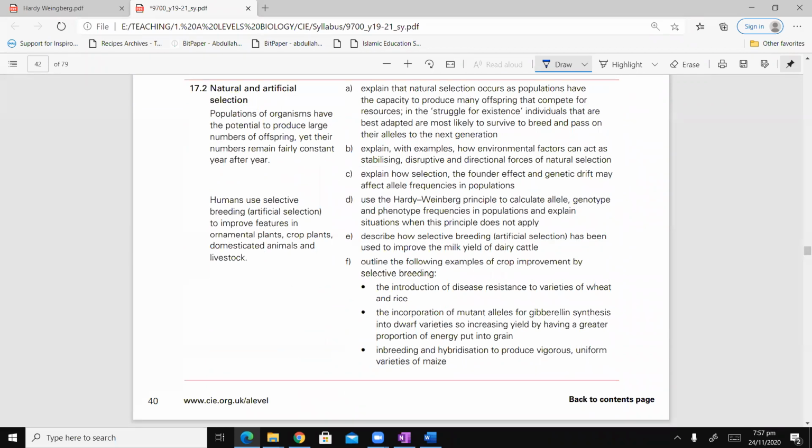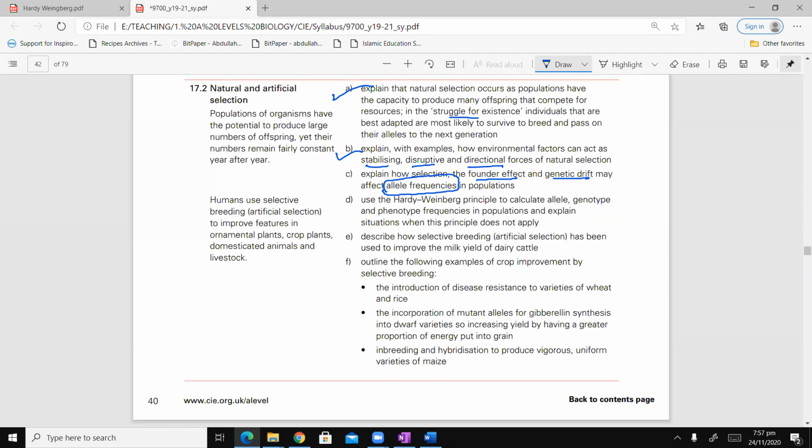Natural selection may explain the natural selection occurs as populations have the struggle for existence and all of that. That's basically natural selection. And then all of the types of natural selection: stabilizing, disruptive, and directional selection. And then explain how the selection, the founder's effect, and the genetic drift may affect allele frequencies in the population. Again, this idea is very important, allele frequencies.